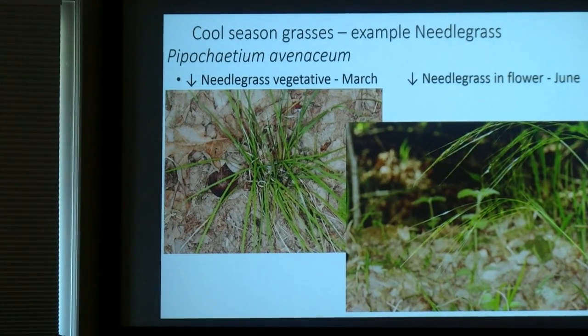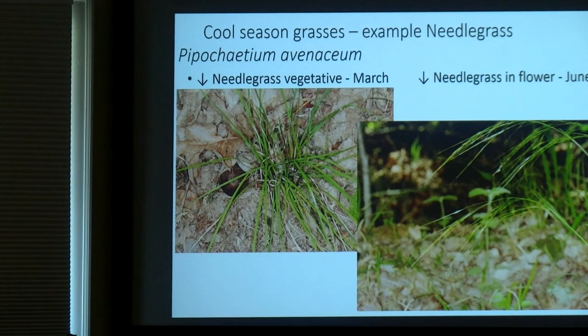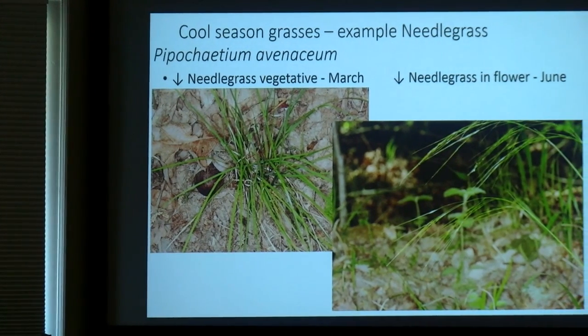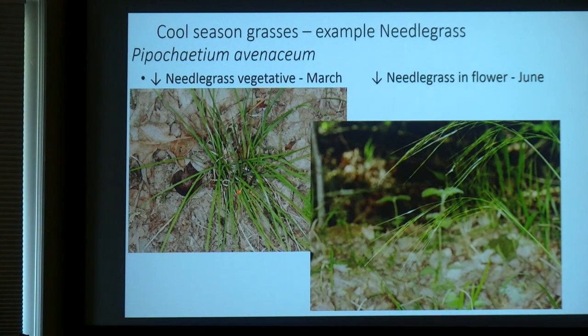This is a cool season grass. This is needlegrass, Piptochaetium avenaceum. This is what it looks like in March, just nothing but leaves there. It's in the vegetative state. Vegetative means it's not reproductive. It's not interested in making any new babies.